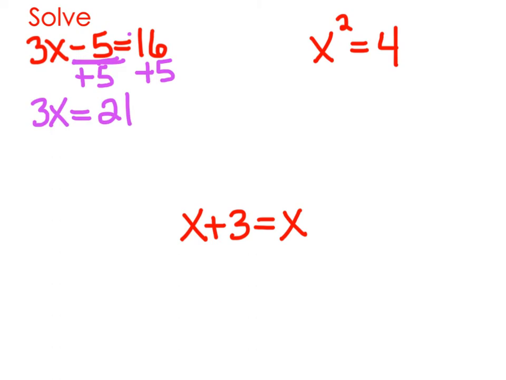So I've taken care of all the addition and subtraction. Let's take care of our multiplication and division. We've got 3 times x, so we need to undo 3 times x by dividing it by 3. Divide both sides by 3. And you get 1x equals 7, and you're done. You have solved for x.